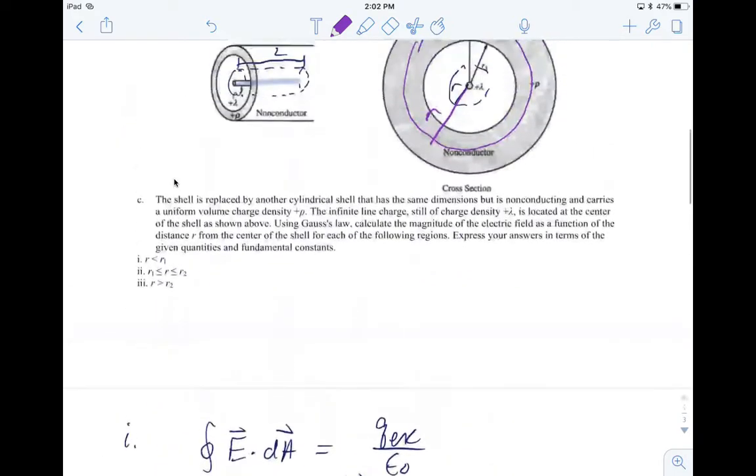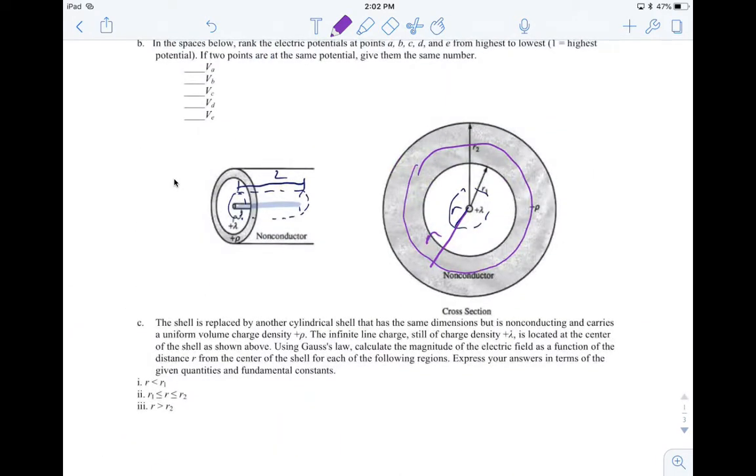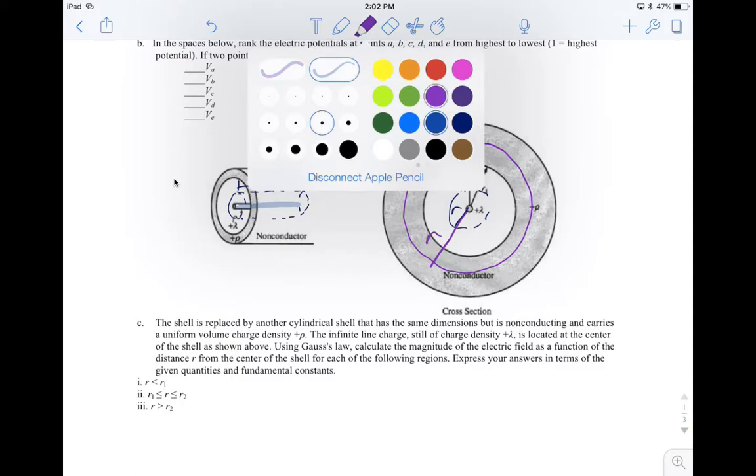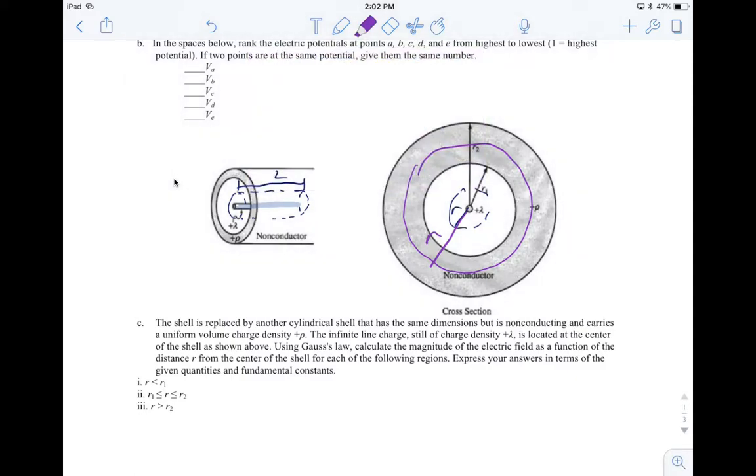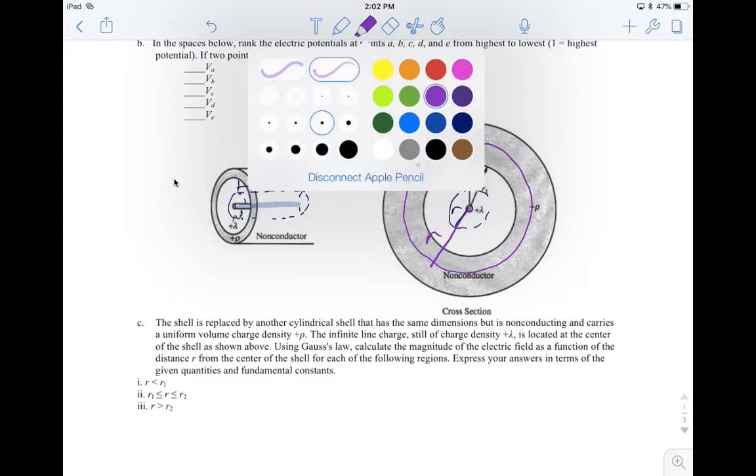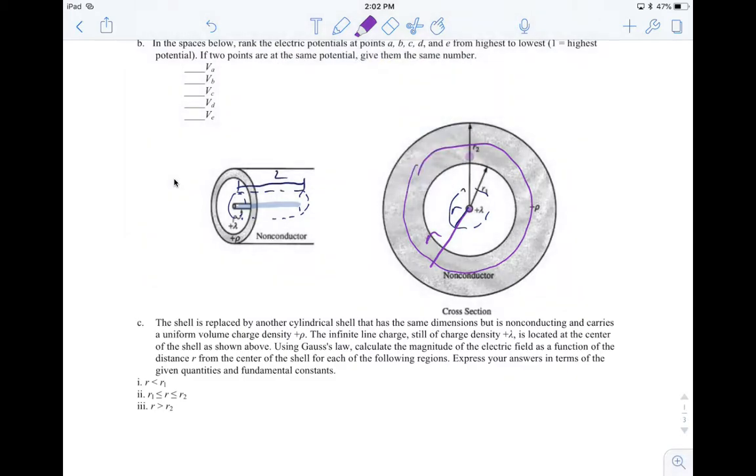How much charge is enclosed? So the amount of charge enclosed is going to be the lambda part, which we already found is lambda L, but it's also going to contain this charge. So we've got to consider that also.